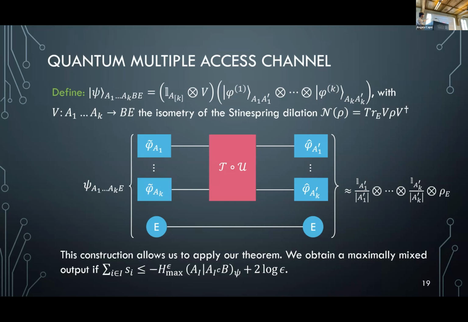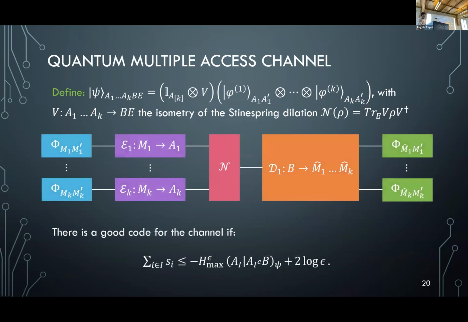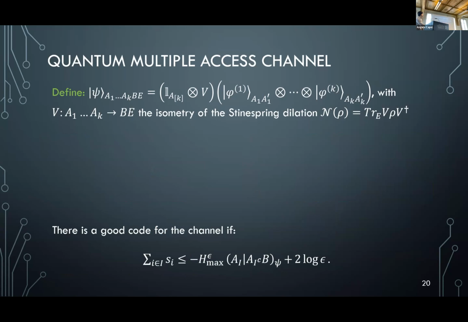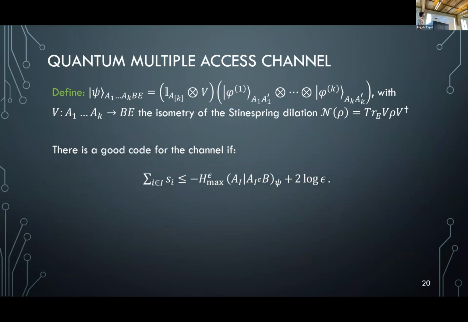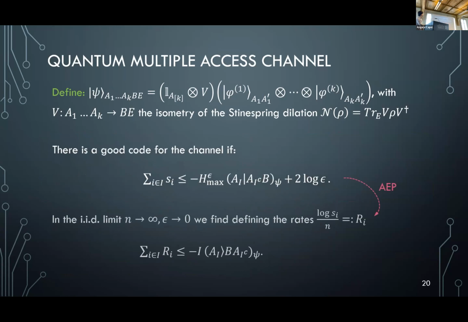And notice that again, this is a bound on the maximum size of the states that we can send. So we conclude that there is a good code for quantum communication through a quantum multiple access channel if this condition is fulfilled. And now, this is like applying one more time the state prediction theorem. We can find the IID version for having many input states, which is this one.